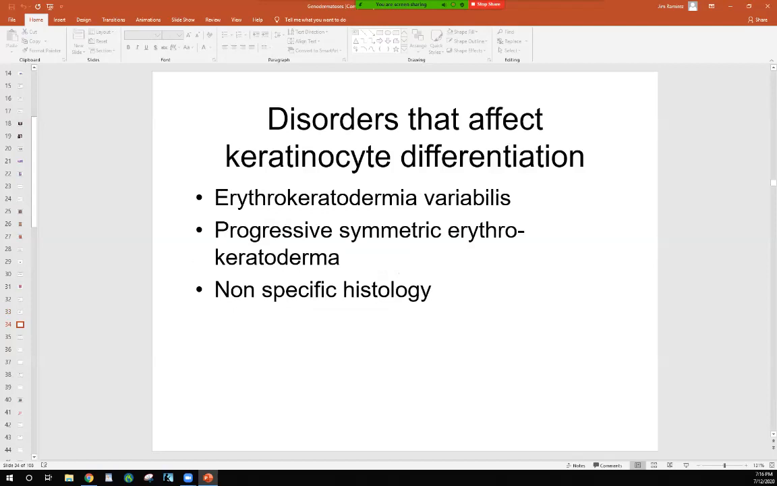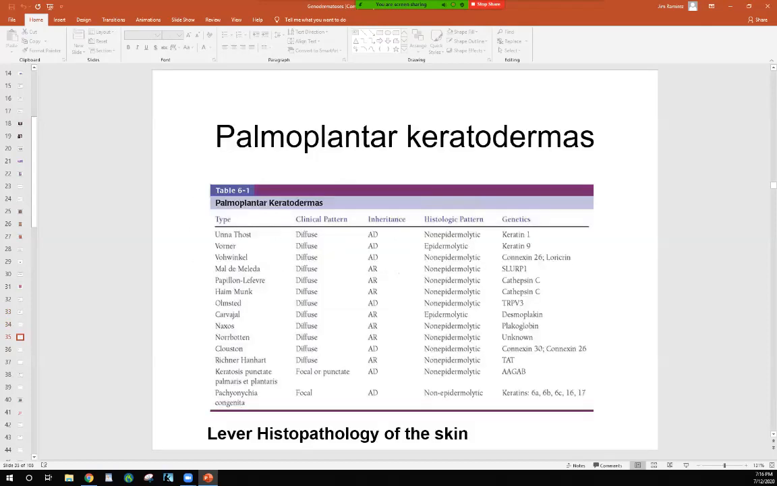Other disorders that affect keratinocyte differentiation: erythrokeratodermia variabilis, progressive symmetric erythrokeratoderma. And again, these have non-specific histology, so I'm not going to spend a whole lot of time on this. Okay, so we'll keep a brisk pace here.